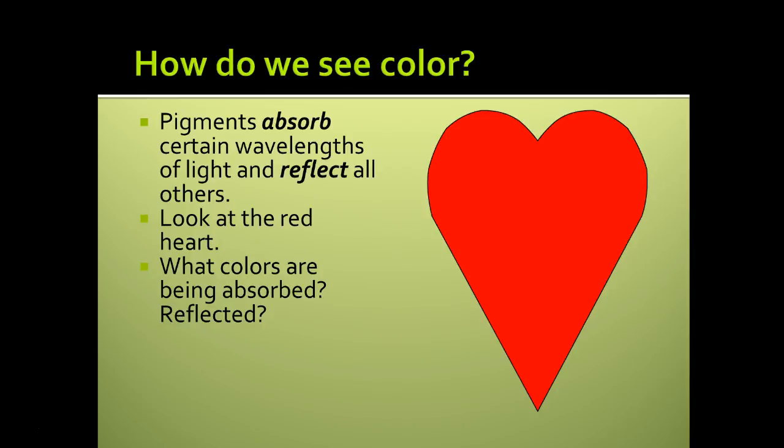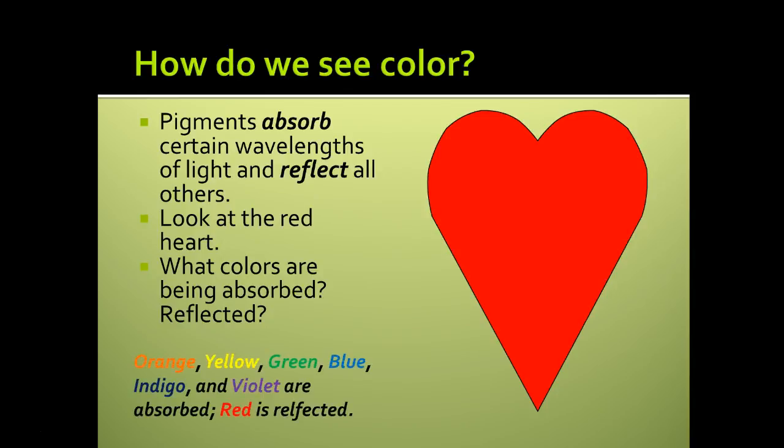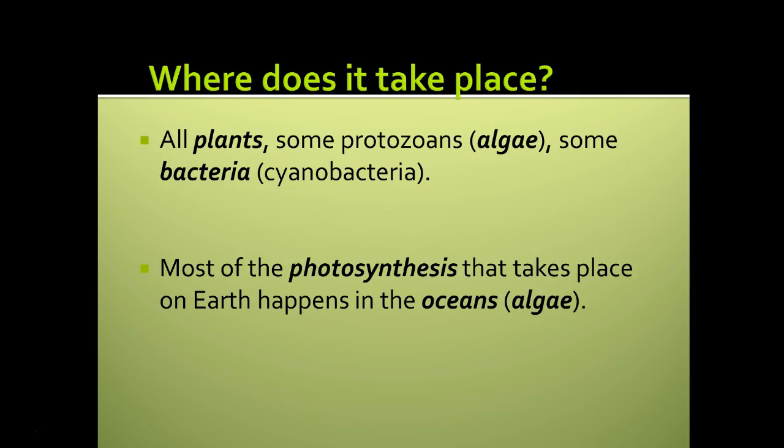So this works with all different kinds of colors. If you see something that's green, of course most plants are green, right? Well, that's because the chlorophyll is absorbing the Roy G. Biv colors and reflecting basically green back to our eyes, and that's why it appears green. So there we go. The orange, yellow, green, blue, indigo, and violet are being absorbed, and the red is reflected.